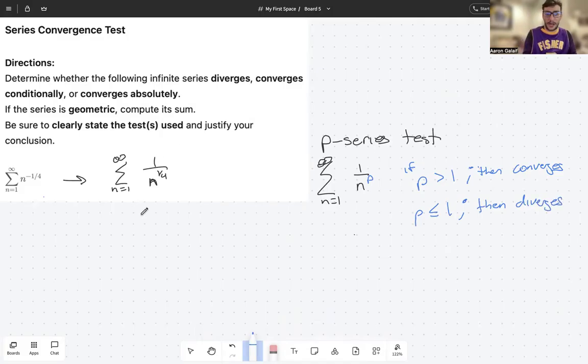Okay, so we apply. We clearly see p in this situation is 1/4. 1/4 is less than 1, thus we diverge, and that's our p-series test for this summation.